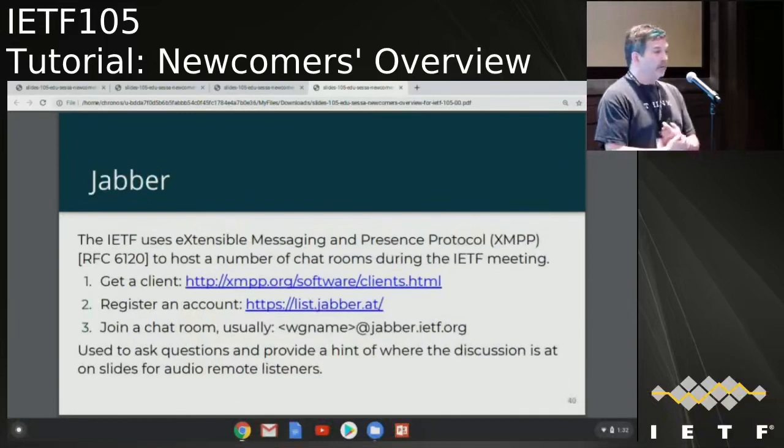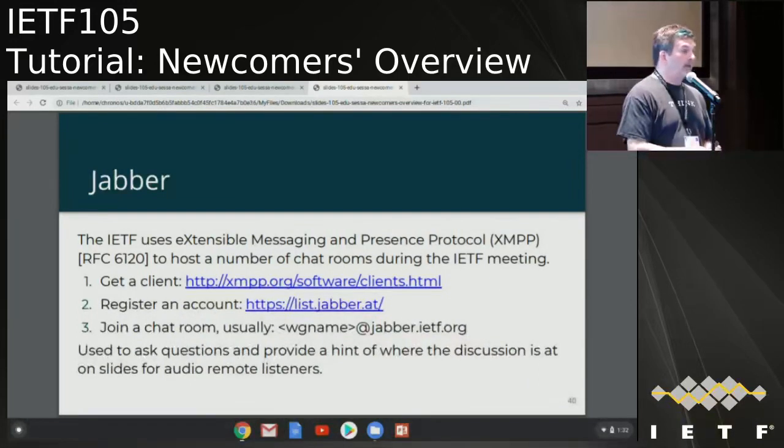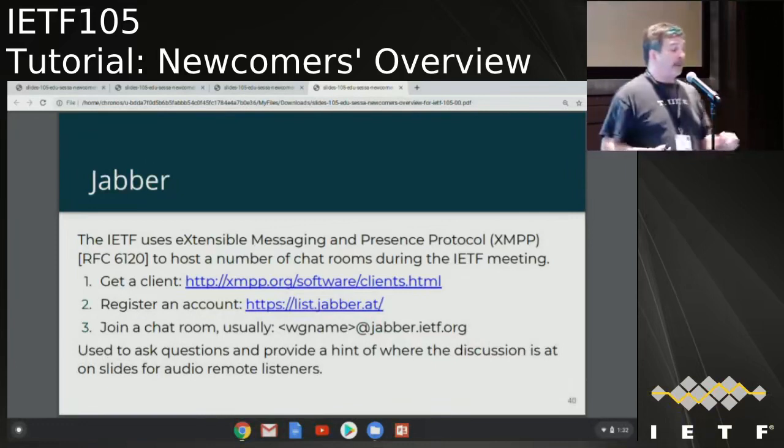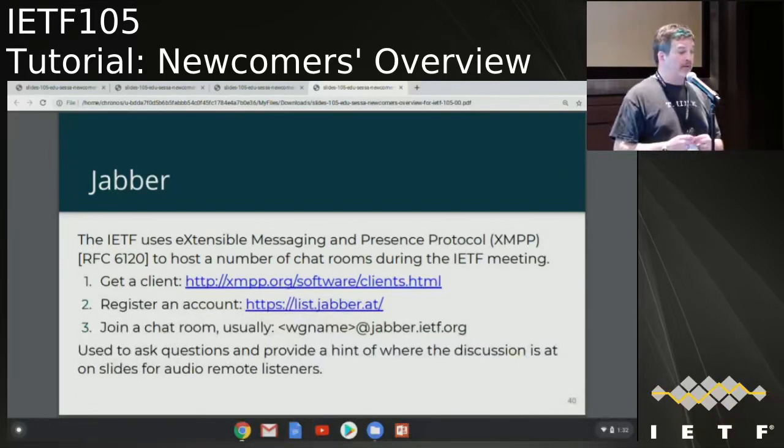Jabber, we use XMPP. It's an IETF protocol. There's a bunch of clients available here. I strongly encourage everyone to get Jabber set up if they can. There's a number of free and open Jabber services, and there's a list of them there. And then every working group has a chat room: working group name at jabber.ietf.org.